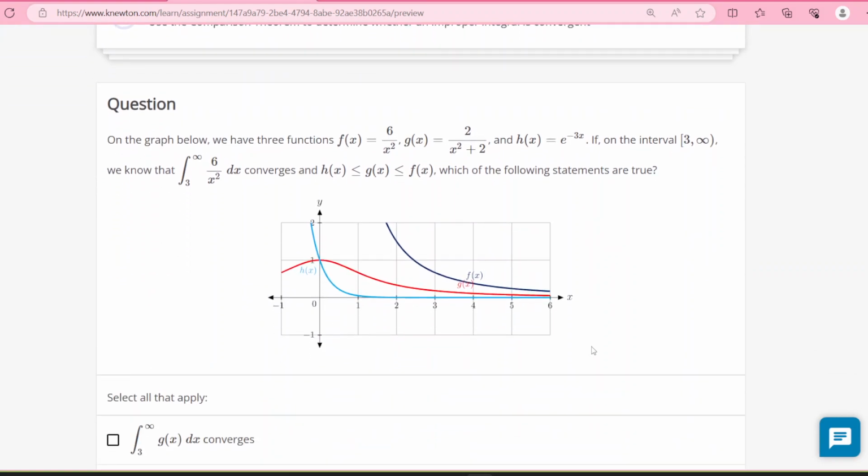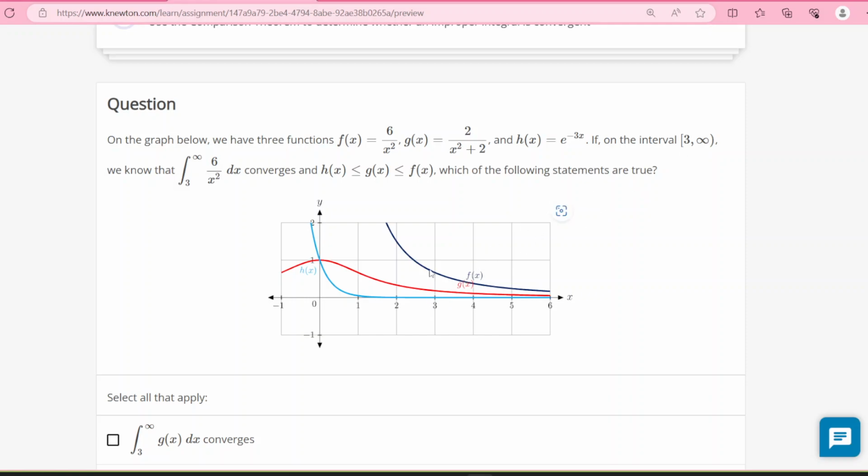Now look, they give us some graphs here. So here on the graph below we have 3 functions. F is 6 over x squared, which is this upper function, the top function. G is 2 over x squared plus 2. G is the red one here, that's in between F and H. The red is in between the black and blue. H of x is e to the negative 3x, and that's this light blue one coming down here. That's the lowest function on the interval from 3 to infinity.